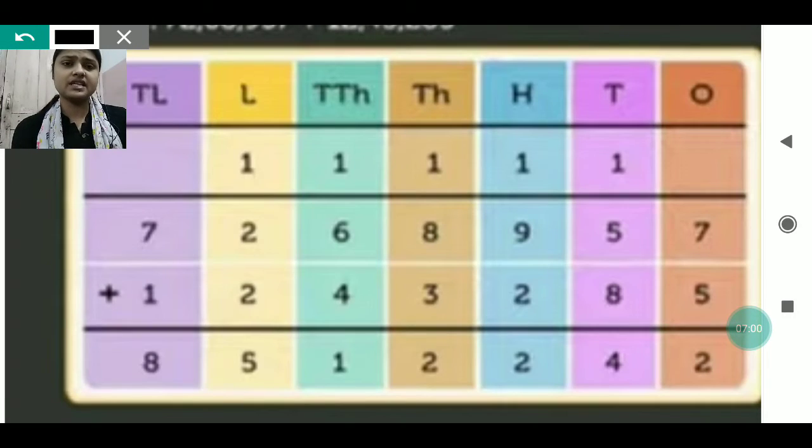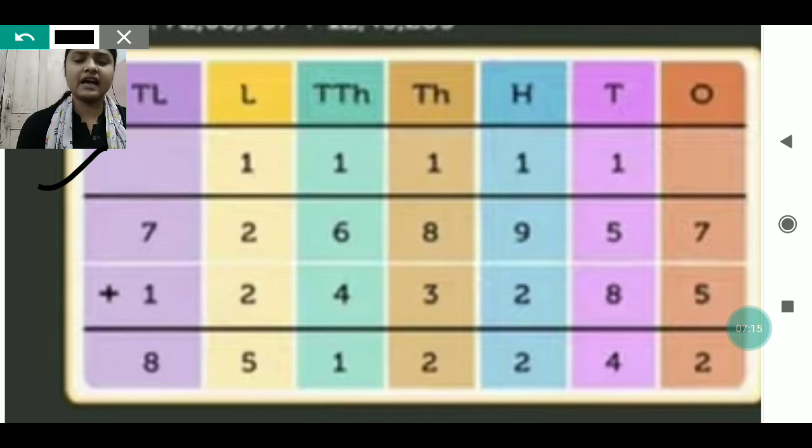Here also you can see it is a 7-digit number. So first of all I have mentioned the place value upside till the 10th lakh. Okay, after that one column I have left for writing the carry numbers, and then after that I will write the numbers. I will arrange the numbers according to the place value which I have mentioned upside.